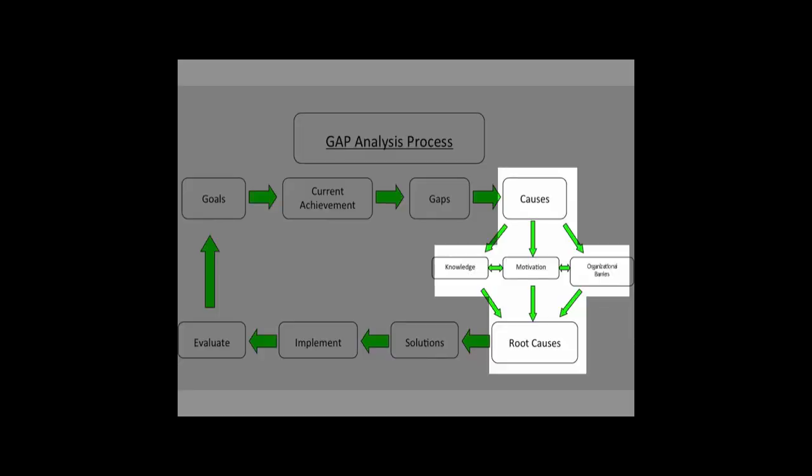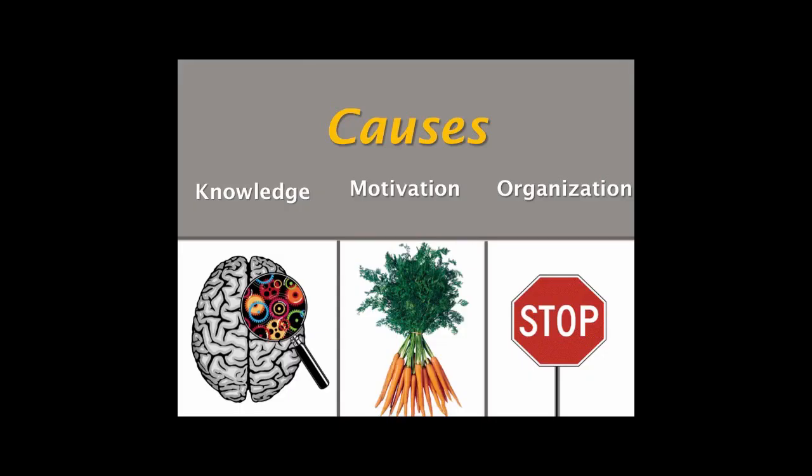So the next step is to determine causes. Now that we know what a gap is, we need to determine what the causes of the gap are. In the gap analysis framework, we consider that causes fall into three buckets or along three dimensions: knowledge, motivation, and organization. Knowledge is, can they do it? Do they know how to do it? Do they know when and what they are doing and why?